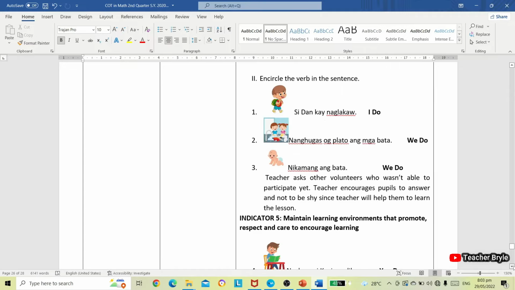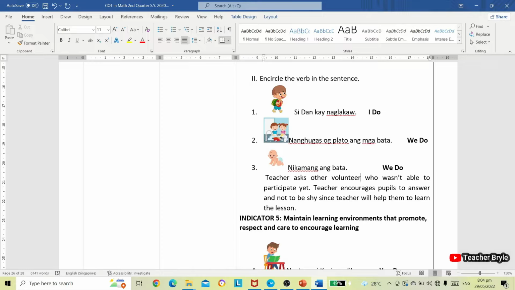Task 2. Encircle the verb in the sentence. Teacher asks other volunteers who weren't able to participate yet. Teacher encourages pupils to answer and not to be shy since the teacher will help them to learn the lesson. And we targeted Indicator 5. Maintain learning environments that promote respect and care to encourage learning.